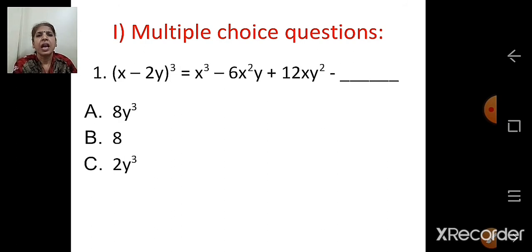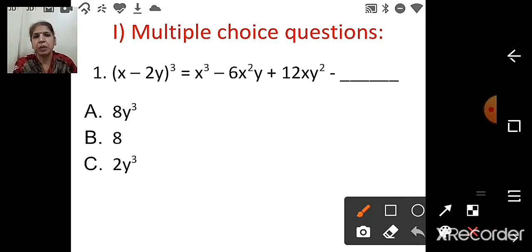First question: (x minus 2y) the whole cube is equal to x cube minus 6x square y plus 12xy square minus dash. This question is based on the formula (a minus b) the whole cube. Here which term is asked? The fourth term, the last term. Remember children, in the (a minus b) the whole cube formula, it is b cube, the last one. Here our b is 2y. So cube of 2y: cube of 2 is 8, y cube is y cube. So which is the option here? It is A. The answer is 8y cube.